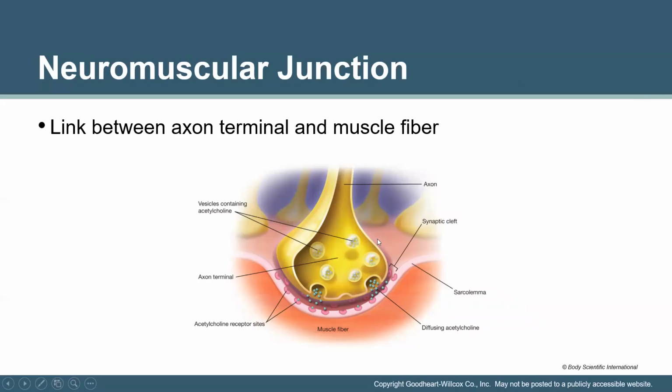Let's go over the parts of the NMJ. This bulb-looking thing would be the terminal axon, or the end of the axon, the end of that nerve cell. Where it joins the muscle fiber, there will be a space. This is called the synaptic cleft.